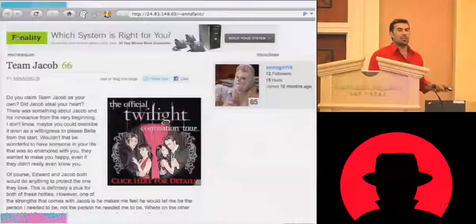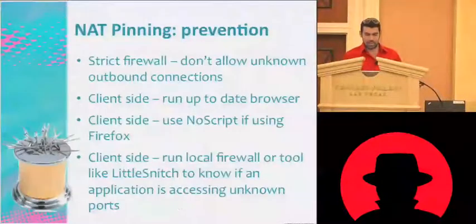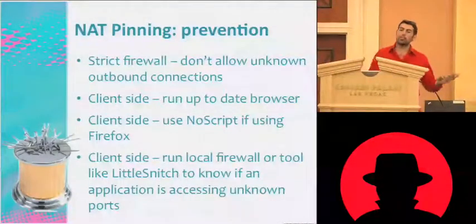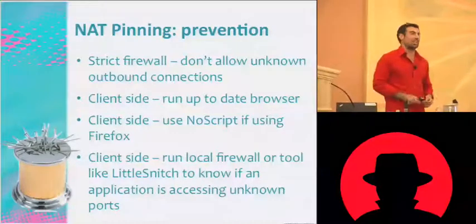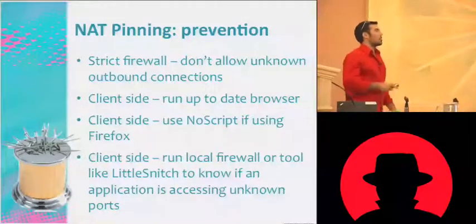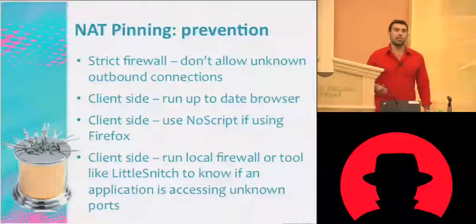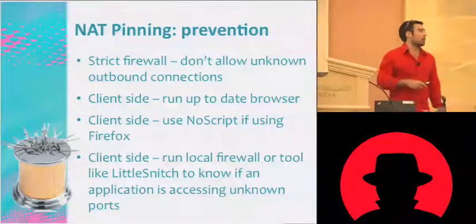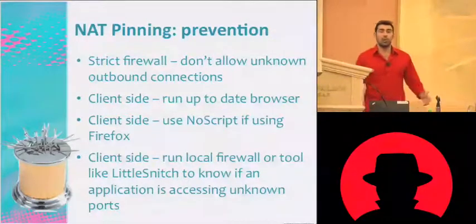So, I read her blog. It's great. It's good stuff. I love Twilight. And at this point, we should know, how do you stop NAT pinning? I normally don't like to talk about defense, but okay, for you guys. Let's try to stop it. Have a strict firewall. You can turn off connection tracking. A lot of routers, you can turn it off in some NATs. So turn it off if you can.